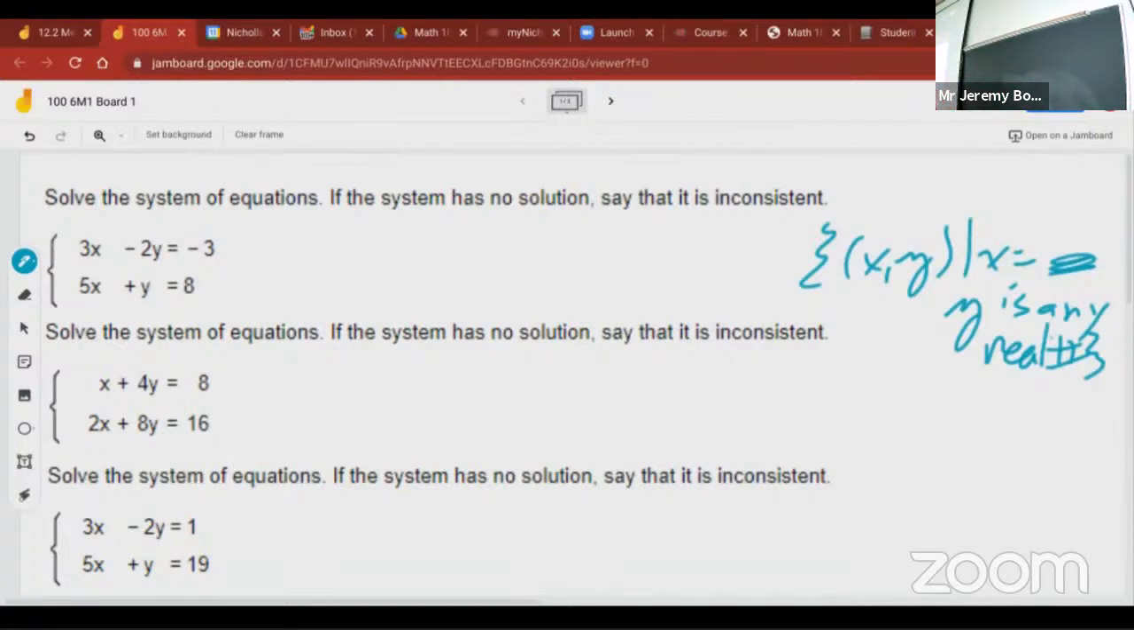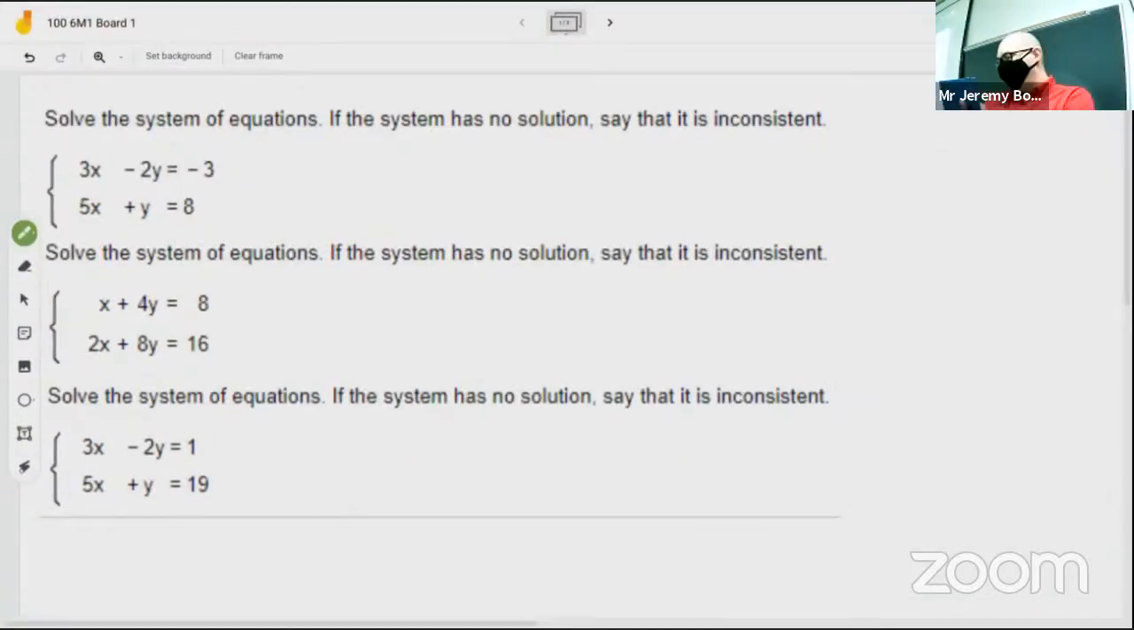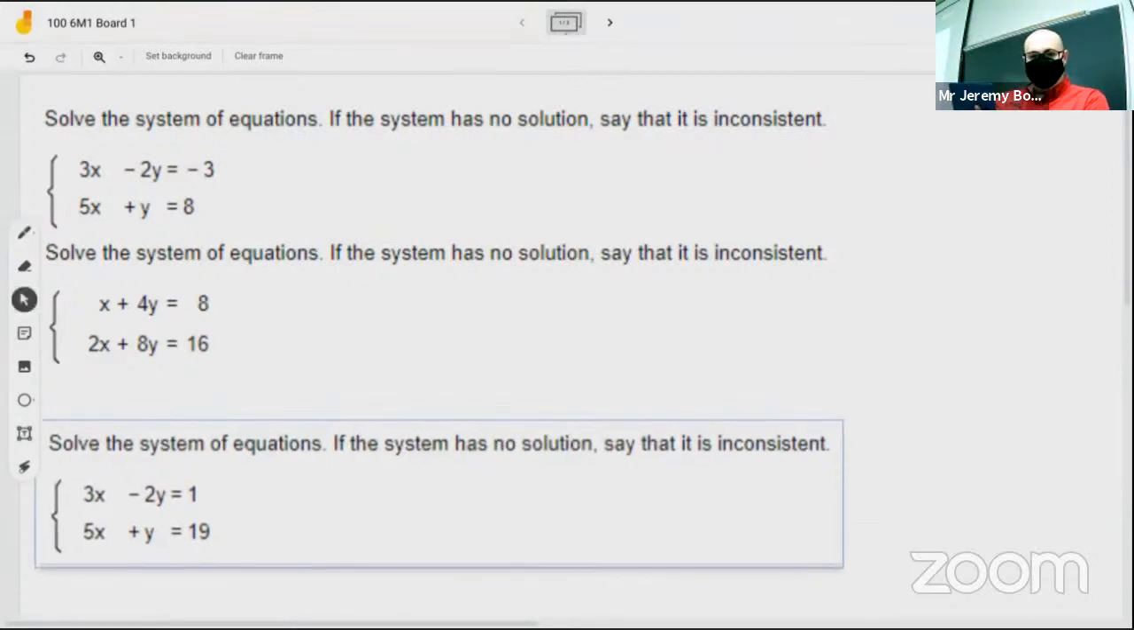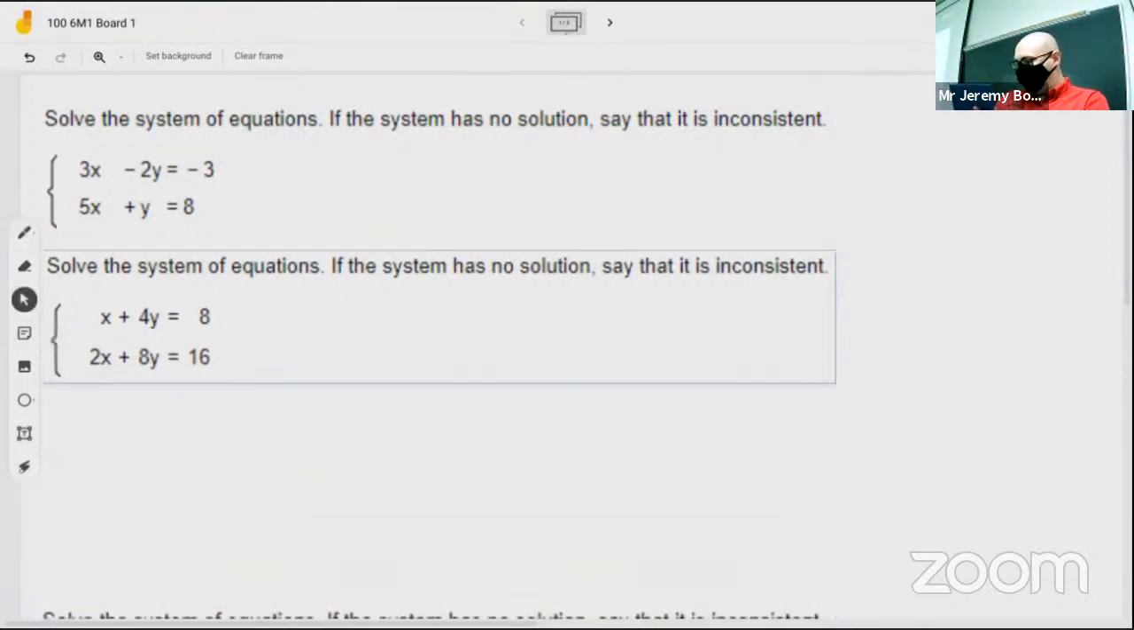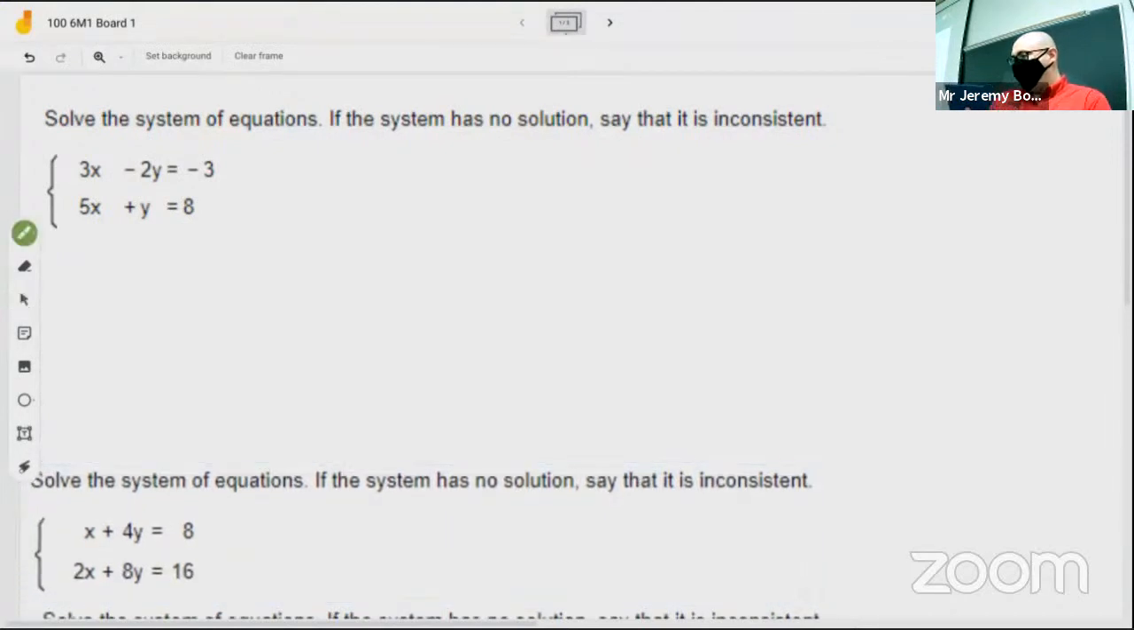I'm going to use elimination, but if you want to use substitution, that's fine too. All right, so the first one, we got 3x minus 2y is equal to -3, and 5x plus y is equal to 8. Now, if you were to try to eliminate the x's, you'd have a little bit of a problem. You have to multiply this one by 5 and this one by 3, and one of them will need to be negative. But the y's are pretty close to each other. You got -2y, positive y.